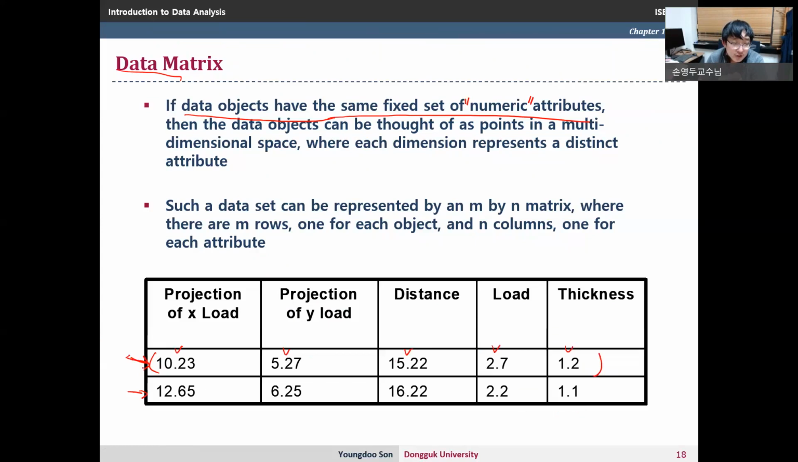So each record can be considered as a point in 5-dimensional space. Okay. For example, 10.23, comma, 5.27, comma, 15.22, comma, 2.7, comma, 1.2. Okay, this one is record one, and it is actually one point in the 5-dimensional space.